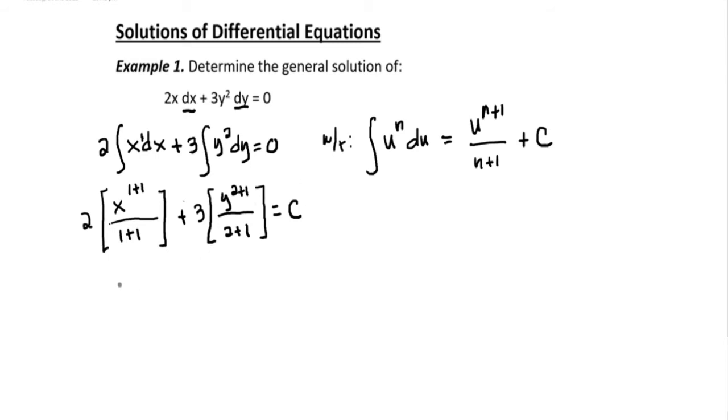Simplify the terms inside the bracket. That would be the next step. So we have x squared over 2 plus 3, then y, you have 2 plus 1, that is now 3 over 3 equals to letter C.